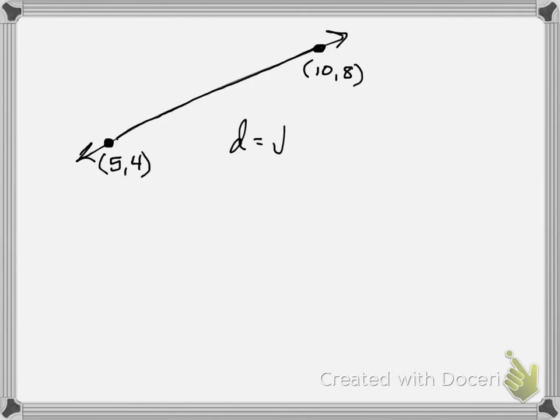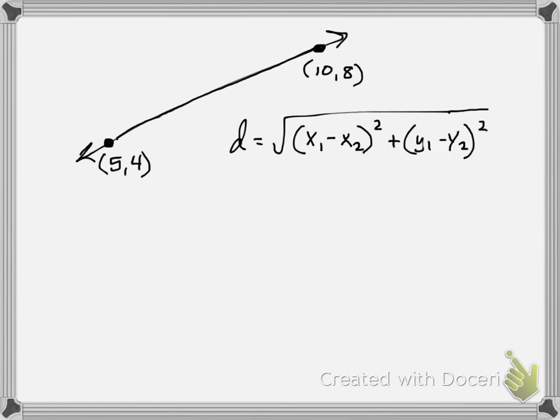The distance is equal to the square root of x1 minus x2 squared plus y1 minus y2 squared. So the very first thing we're going to do is name our points. 5 is x1, 10 is my x2. And then in blue, we're going to label our y's. So 4 is y1, 8 is our y2.